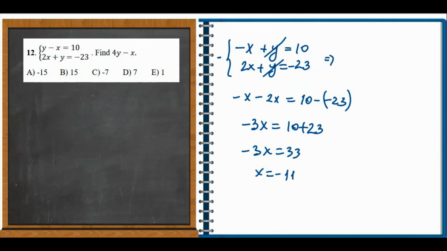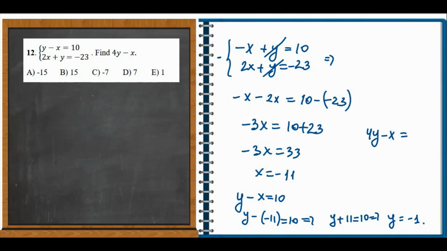After finding x, we must find y. We know that y minus x is 10. So we will write y minus negative 11 is 10, and from here y plus 11 is 10. So what do you think y is going to be? y is negative 1. After that, we need to find 4y minus x. The value of this expression is equal to 4 times negative 1 minus negative 11. So negative 4 plus 11, that's going to be 7. The correct answer is D.